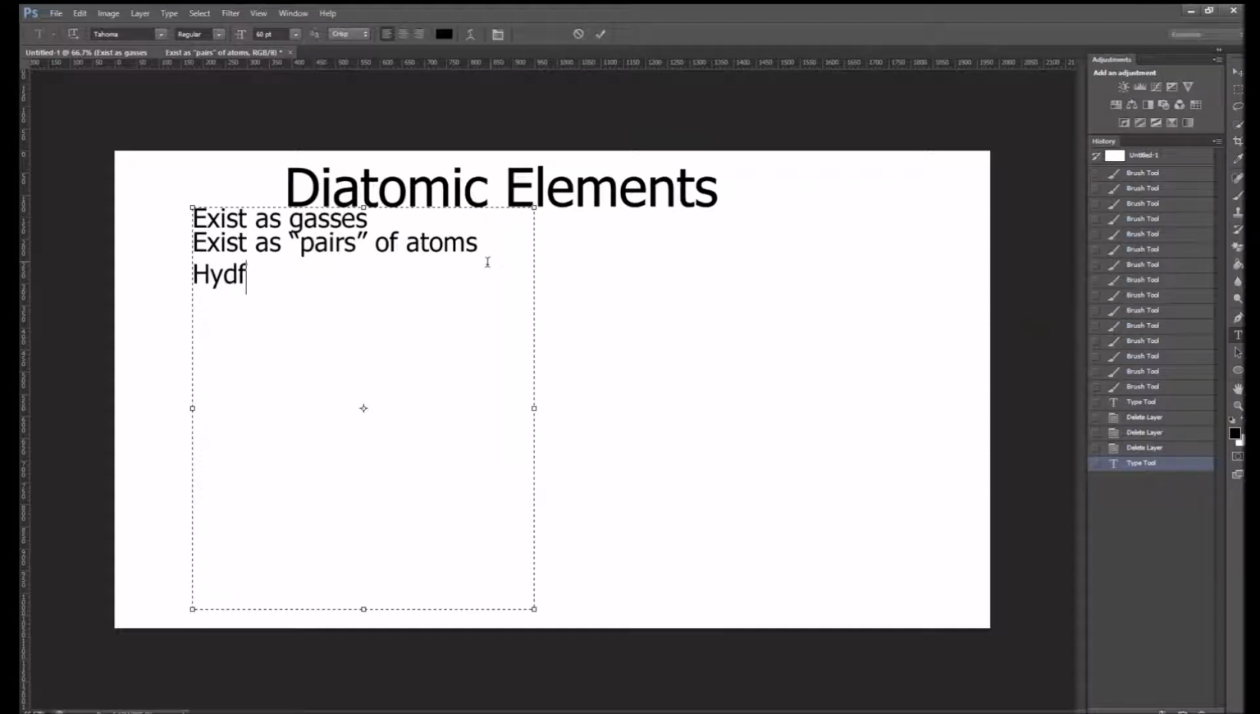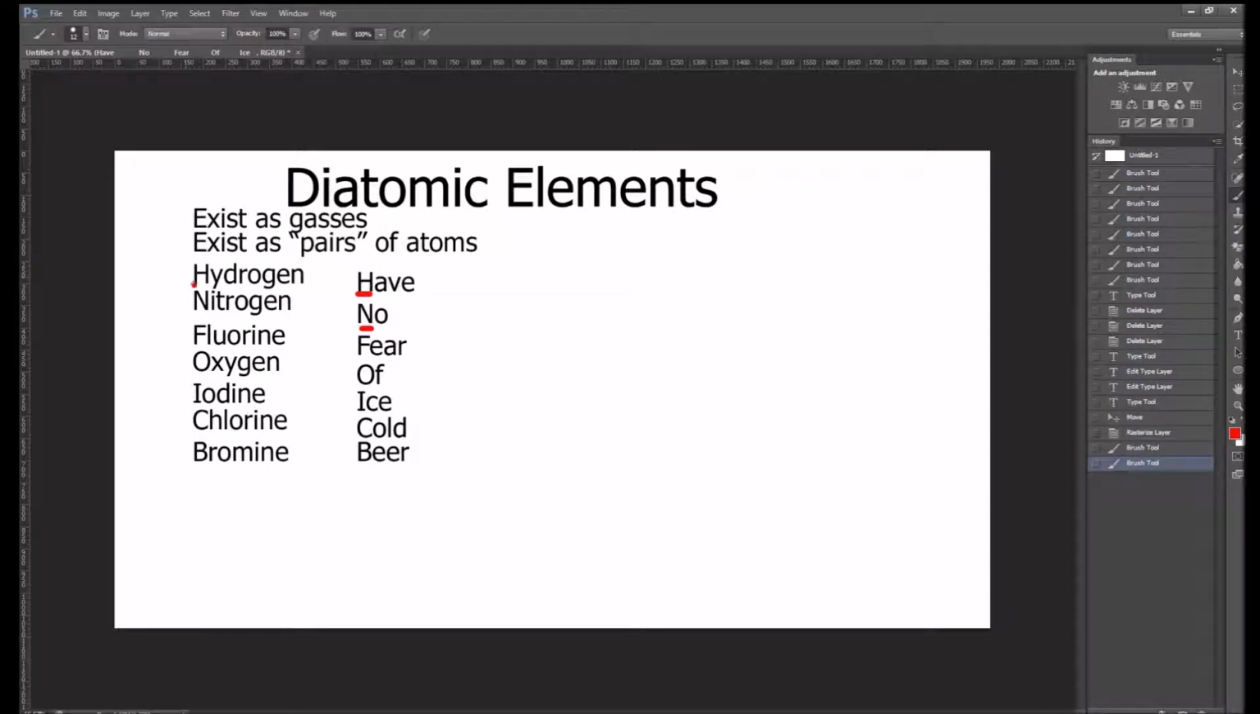The diatomic elements are hydrogen, nitrogen, fluorine, oxygen, iodine, chlorine, and bromine. A good way to remember this is by saying the corny but useful sentence, "Have no fear of ice-cold beer."